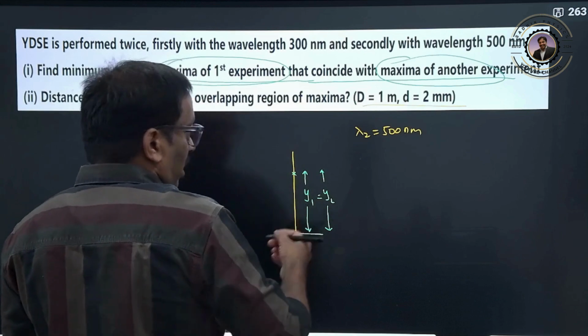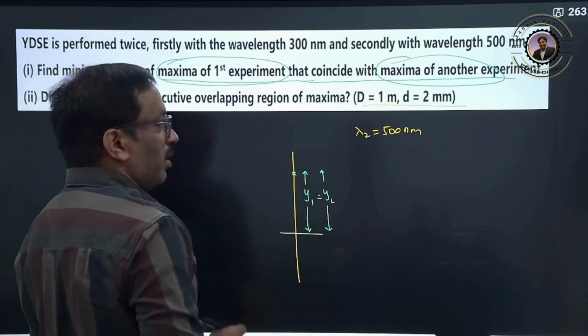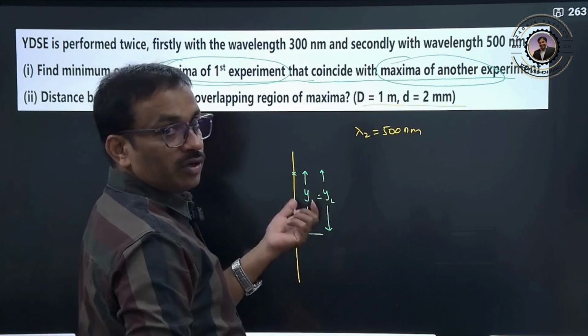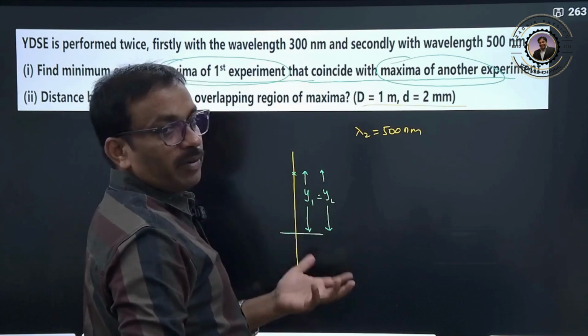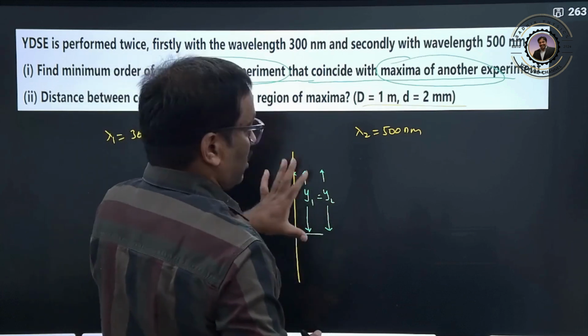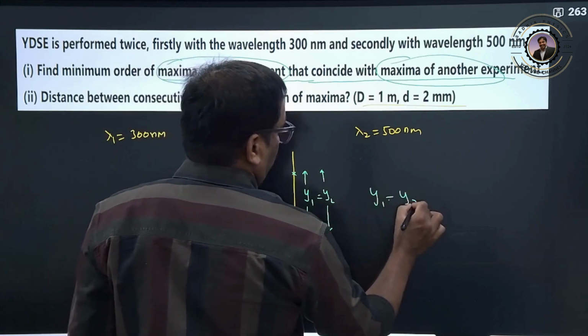So that means the minimum order. With the first experiment, suppose you are doing the fifth bright band or fourth bright band or like that. The second experiment, you are doing like a third bright band or fourth or fifth bright band, anything. You have to find the order first of all. So you know that y1 and y2 both are the same.